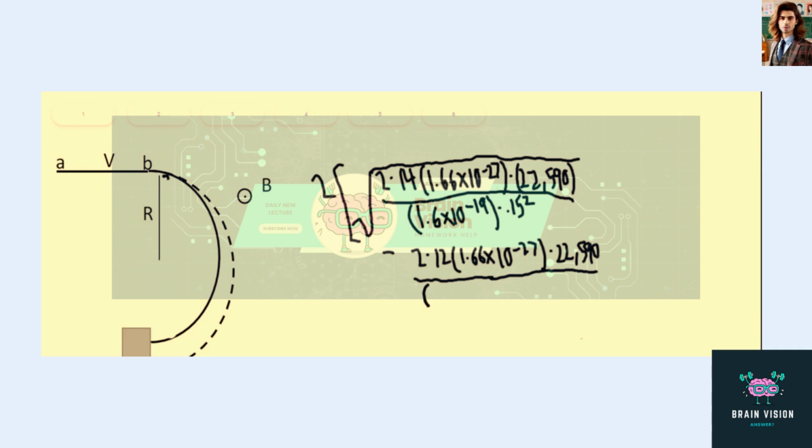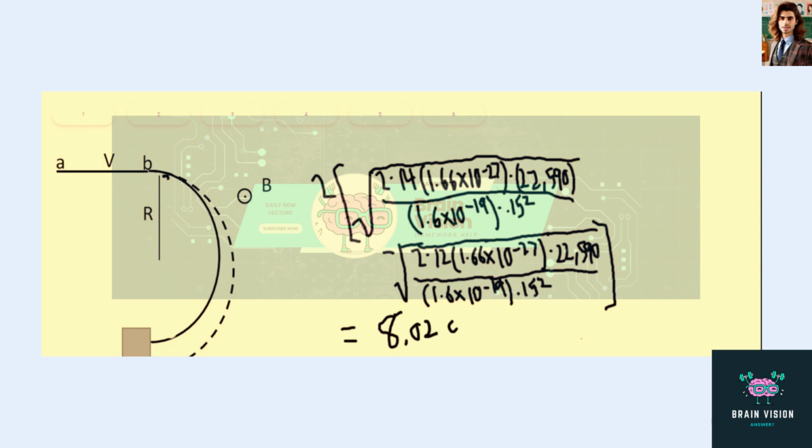Okay, almost there. Square root over this. And the answer you get is 8.02 centimeters. So yes, this is a detectable difference in the beam separation.